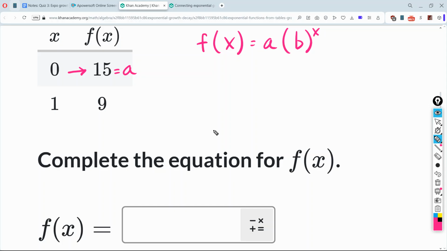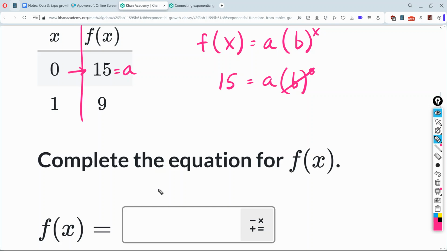But if you want to test it out, I can show you on the equation. If f of x equals 15, this column right here, f of x equals 15, and that's going to equal a times b to the power of x. But in this case, x is 0. All right, b to the 0 is just 1. So a is 15, just like I said.